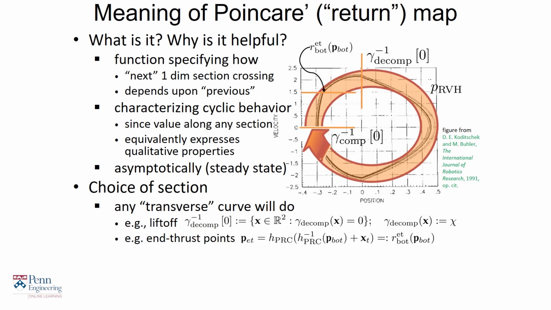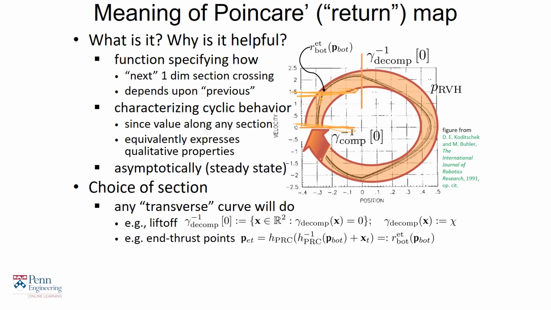Alternatively, and as we're going to find convenient in this analysis, we could instead be looking at the end thrust conditions. Namely, we could go to the end compression and we could use the reset map from analysis, and we could introduce this section.